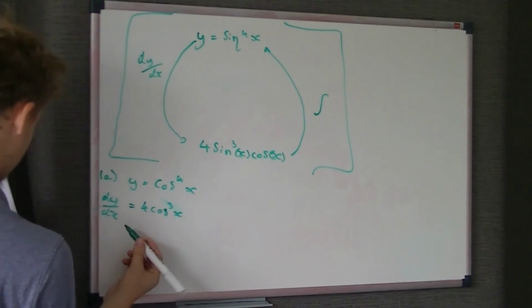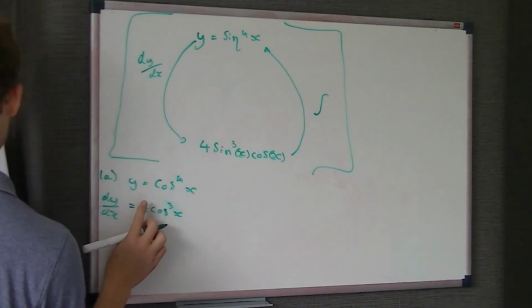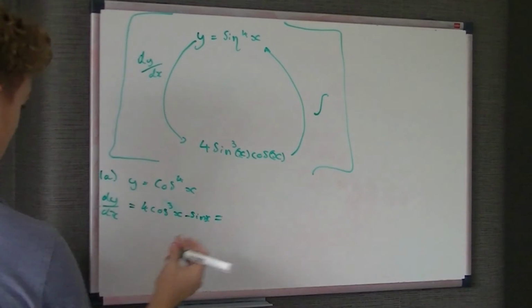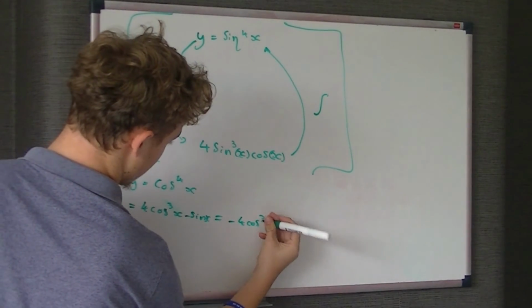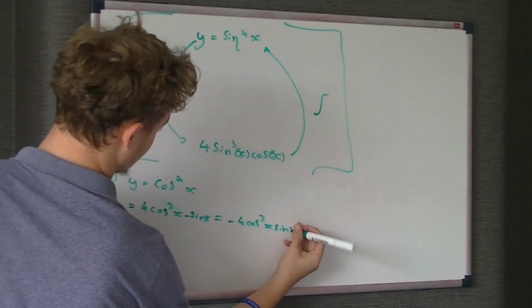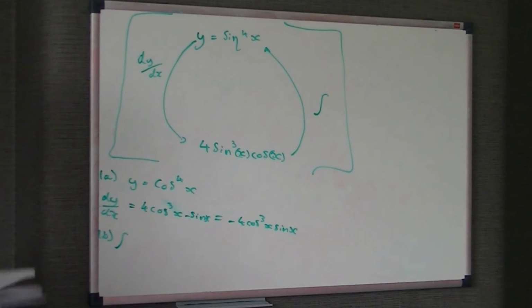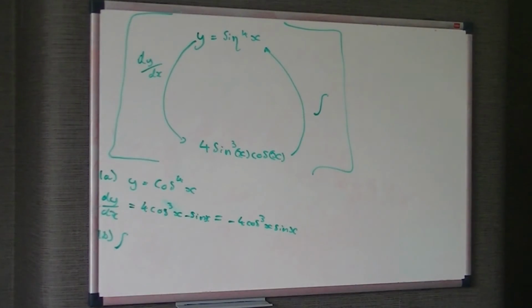And that gets us our negative 4 cos cubed x sin x. And then for 1b, it asks us to integrate this. Sorry, just give me a second. And if we integrate that, we just have that plus c. Right, actually that hasn't gone brilliantly. So that was just a little bit of exercise 8.2, 1a.